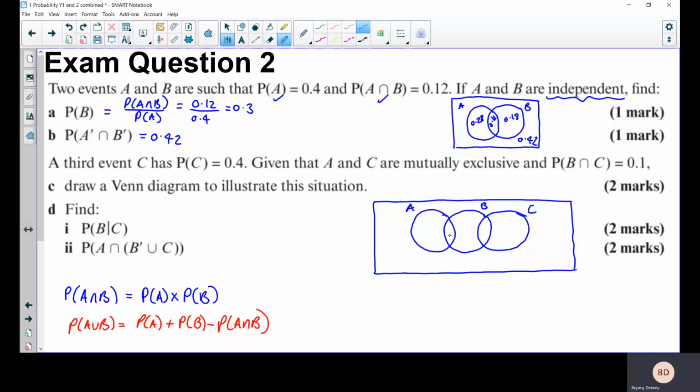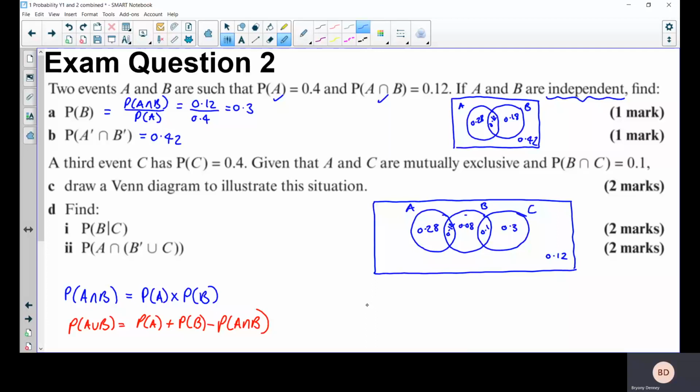The intersect of A and B was 0.12. So this is going to be 0.28 again. Now the intersect of B and C is 0.1. So this time those are going to add up to 0.3, this, this, and this. So I'm going to have 0.08 in the middle. And then the probability of C is 0.4. Well, if I've got 0.1 already there, that's 0.3. And I can do the outside as well, add them all up, and the outside will be 0.12.